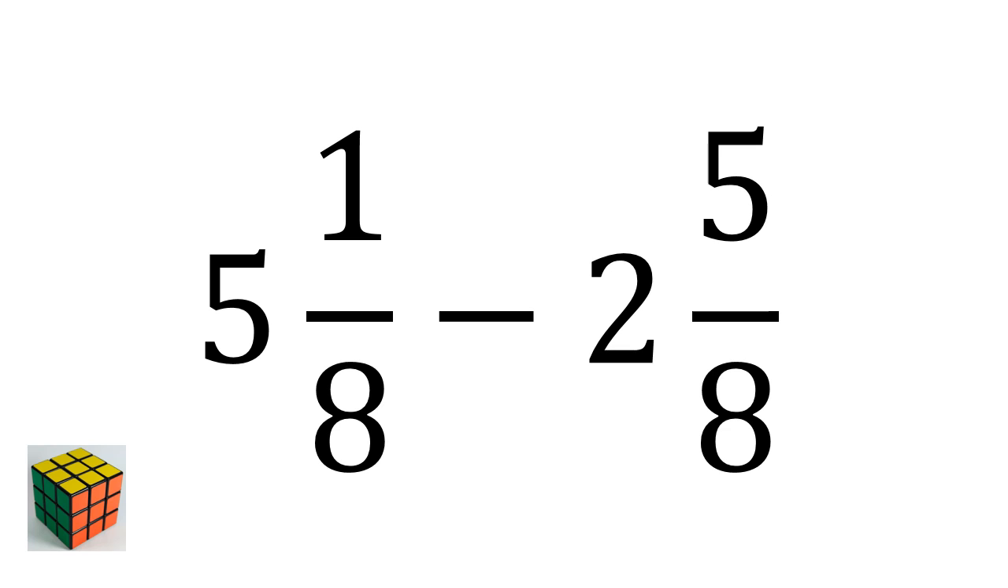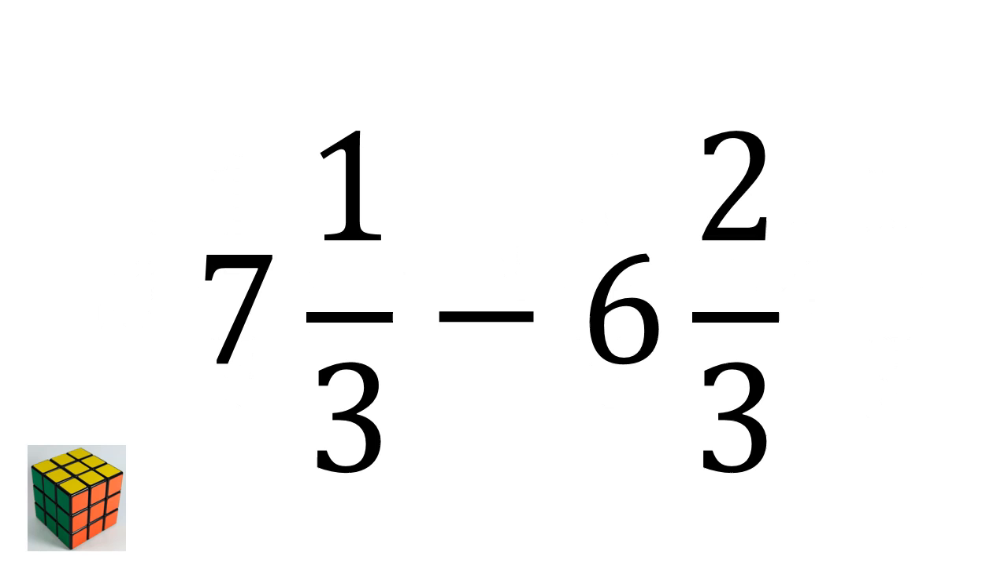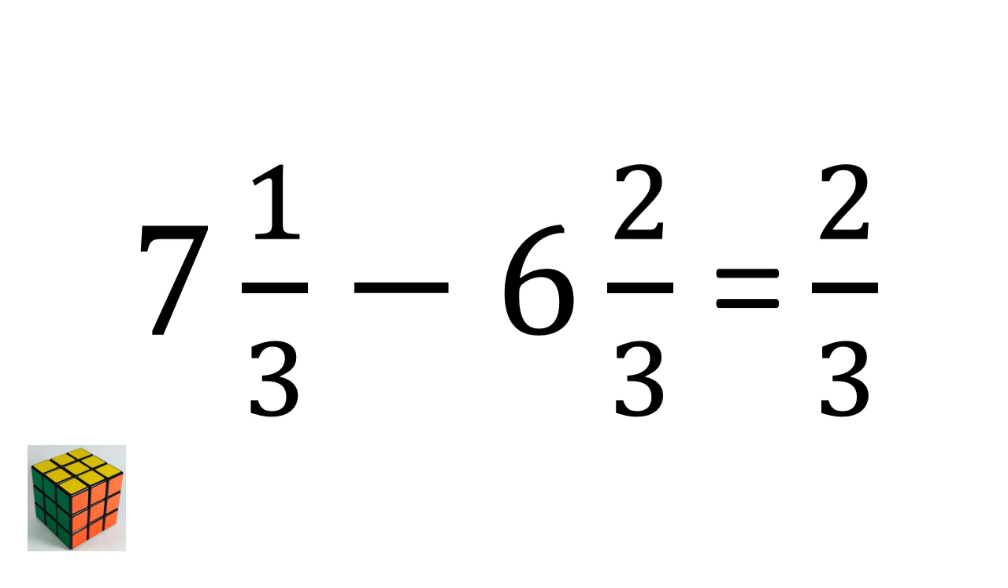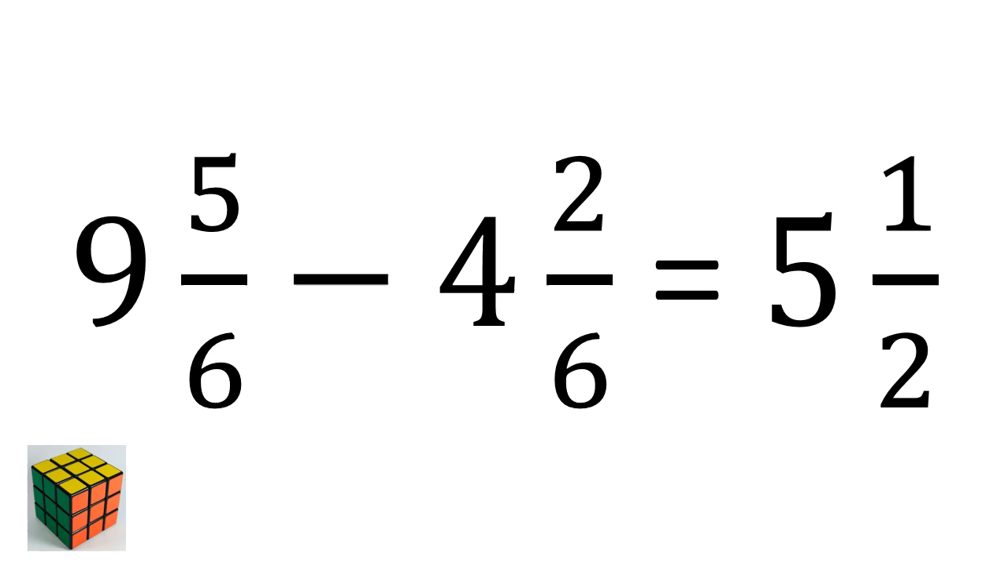5 and 1/8 minus 2 and 5/8. 5 and 1/8 minus 2 and 5/8 equals 2.5. 7 and 1/3 minus 6 and 2/3. 7 and 1/3 minus 6 and 2/3 equals 2/3. 9 and 5/6 minus 4 and 2/6. 9 and 5/6 minus 4 and 2/6 equals 5.5.